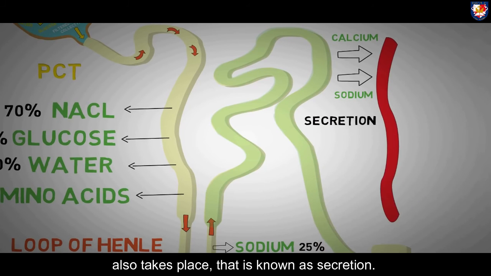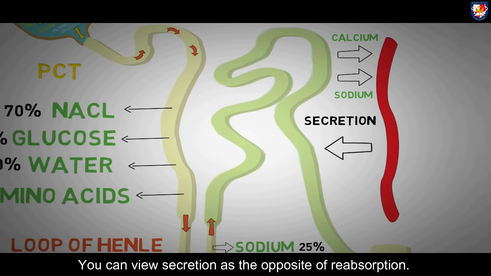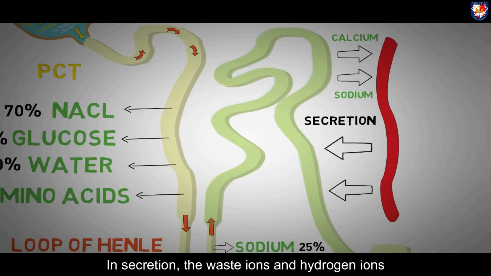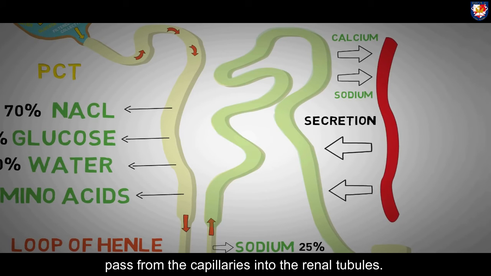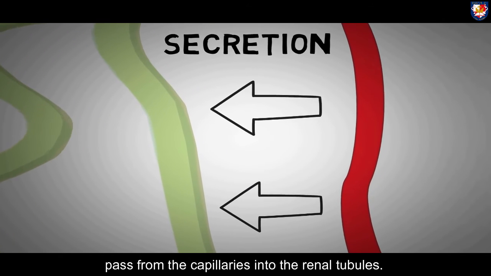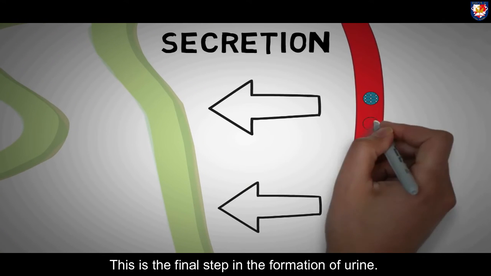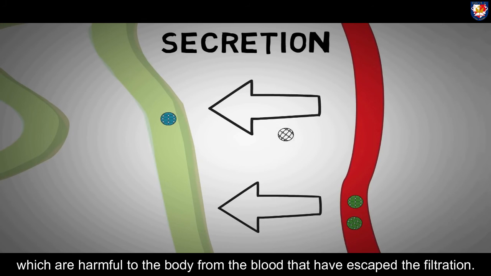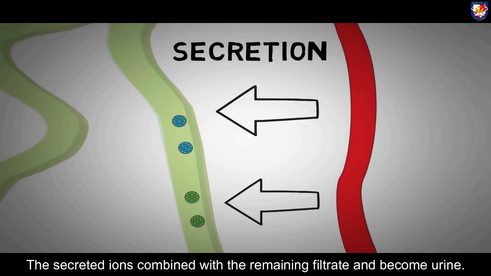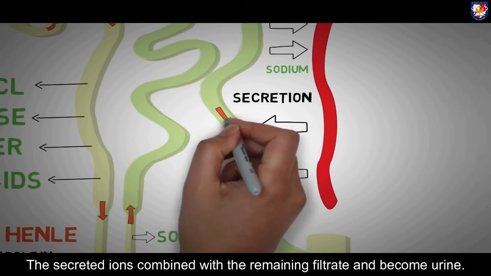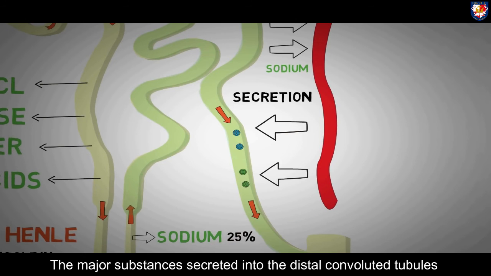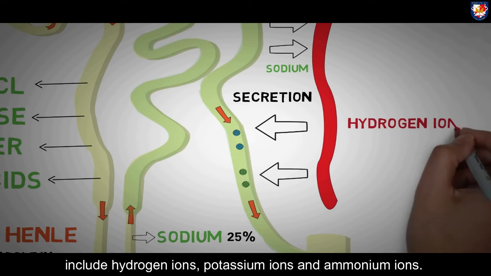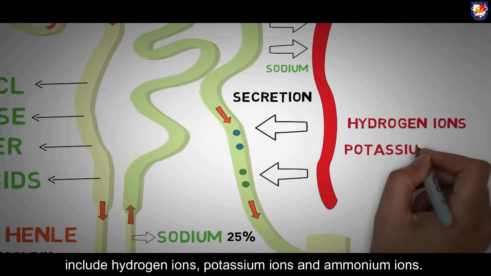This is known as secretion. You can view secretion as the opposite of reabsorption. In secretion, waste ions and hydrogen ions pass from the capillaries into the renal tubules. This is the final step in the formation of urine, during which the wall of the tubule will actively remove waste substances which are harmful to the body from the blood that have escaped the filtration. The secreted ions combine with the remaining filtrate and become urine. The major substances secreted into the distal convoluted tubule include hydrogen ions, potassium ions, and ammonium ions.